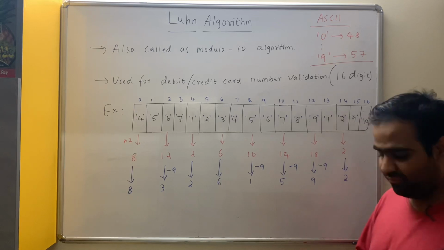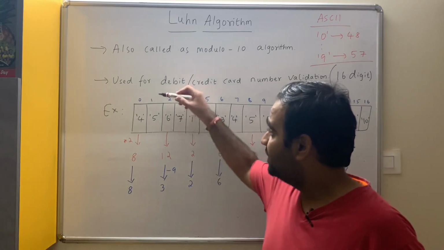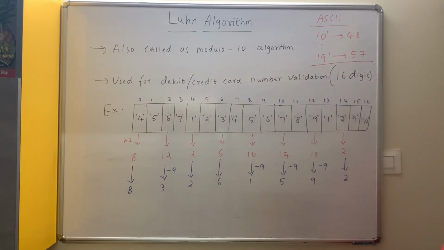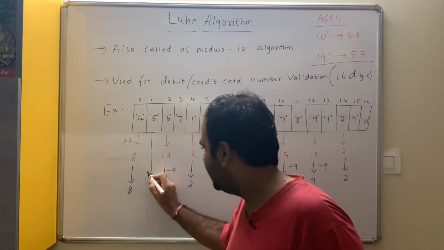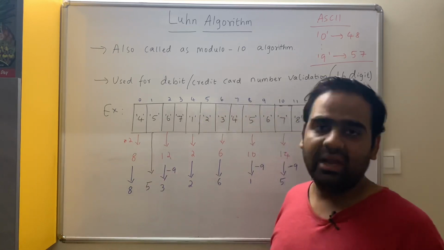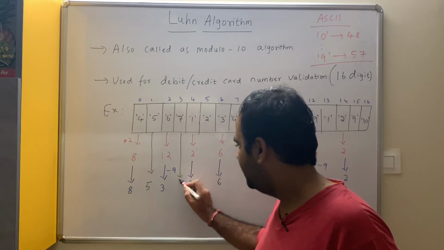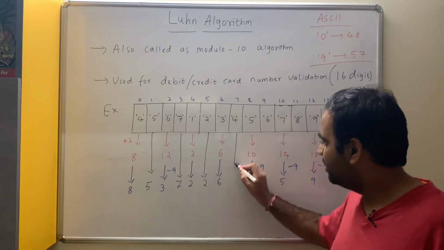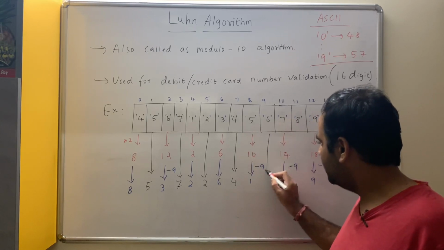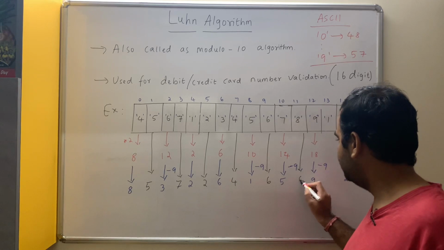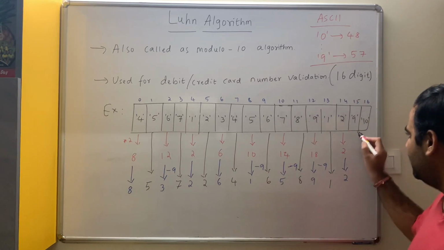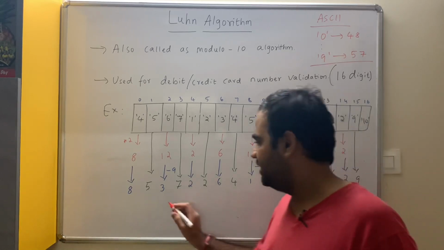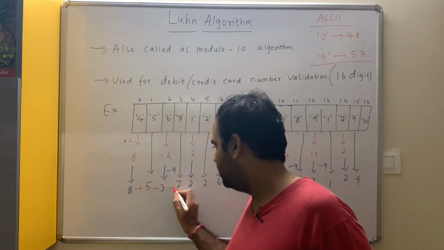Now, what we do after doing all those things? We take the next remaining positions, that is 1, 3, 5, 7, 9, 11, 13 and 15. We take those digits as it is. That means this is 5 and we keep this 5 as it is. This is 7, we keep this 7 as it is. This is 2, we keep this 2 as it is. Similarly for this 4, for this 6, for this 8, for this 1 and for this 9. Now after we get this, we add all those remaining things.